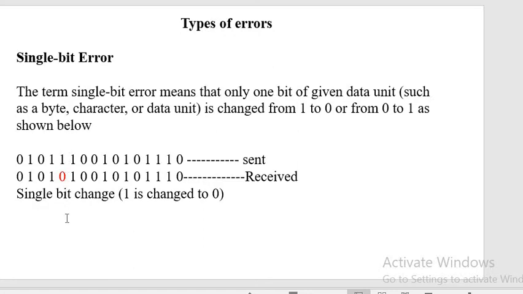This is called the single bit error. Single bit changed. Only one bit changed. Here the 1 is changed to 0. In some cases, 0 may become 1. Okay. This is called the single bit error. Hope you can follow this.